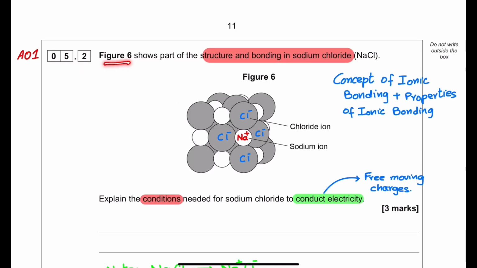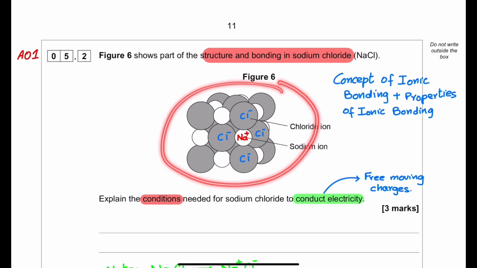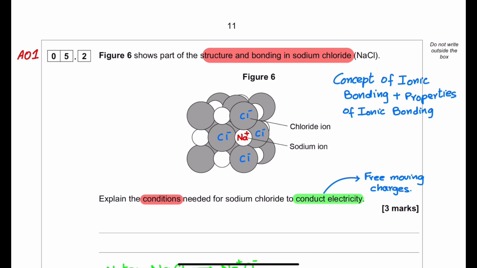5.2. Figure number 6 shows part of the structure and bonding in sodium chloride, NaCl. It is an AO1 question, and it is coming from the topic of ionic bonding and the properties of ionic compounds. This is an ionic compound, sodium chloride NaCl. This is our chloride ion, Cl negative, and this is our sodium ion, Na plus. Sodium ions are surrounded by chloride ions and chloride ions are surrounded by sodium ions. So it makes a giant ionic structure here.